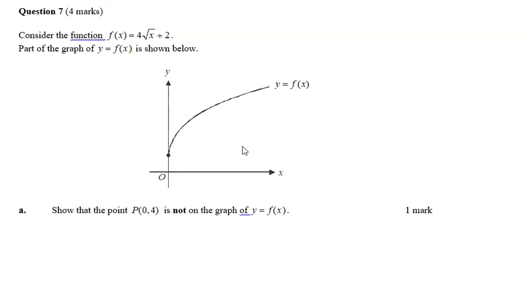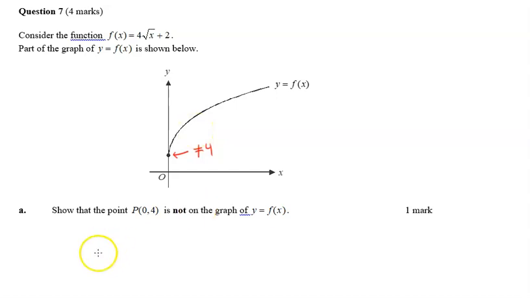Question 7 out of 4 marks. Consider the function f of x is equal to 4 times the square root of x plus 2. Part of the graph of this is shown below. And we need to show that the point P of 0, 4 does not lie on the graph. So in other words, they're trying to say that that point there, when x is equal to 0, that y point shouldn't equal 4. It can't equal 4. It's going to equal something else.